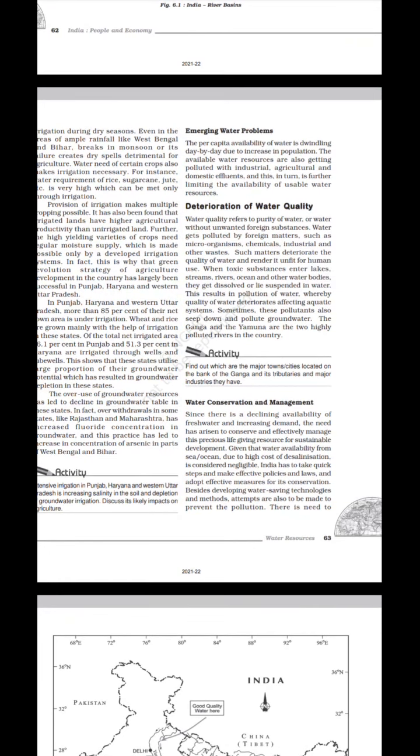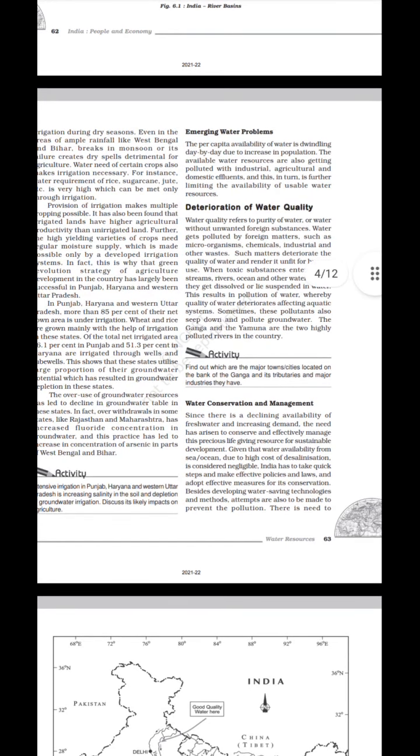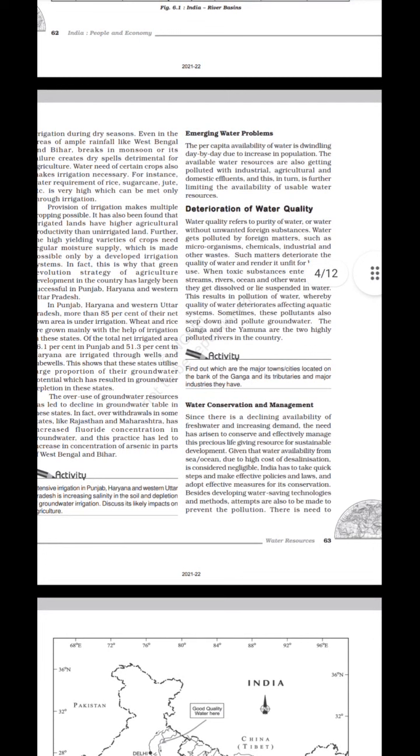The Ganga and the Yamuna are the two highly polluted rivers in the country. Activity. Find out which are the major towns and cities located on the bank of the Ganga and its tributaries and major industries they have. Water conservation and management. Since there is a declining availability of fresh water and increasing demand, the need has arisen to conserve and effectively manage this precious life giving resource for sustainable development.